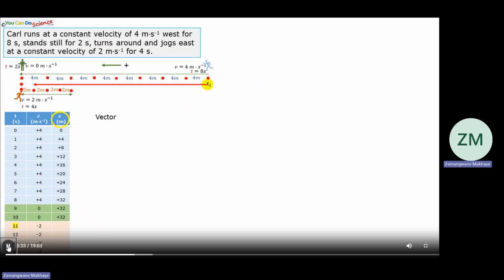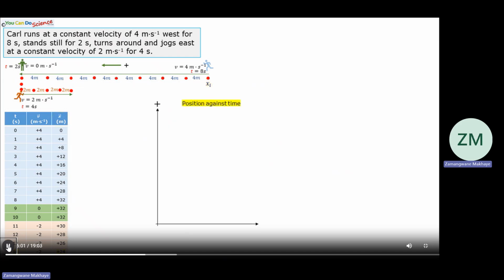11 seconds. Now we must be careful. Position is a vector, and the direction is indicated from the starting point. Carl now moves back towards his starting point, because he is moving east. Plus 30 meters, plus 28 meters, plus 26 meters, plus 24 meters.